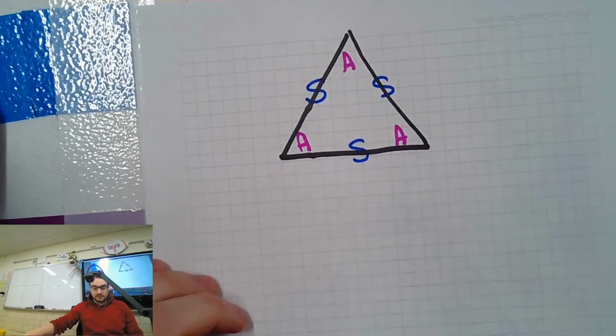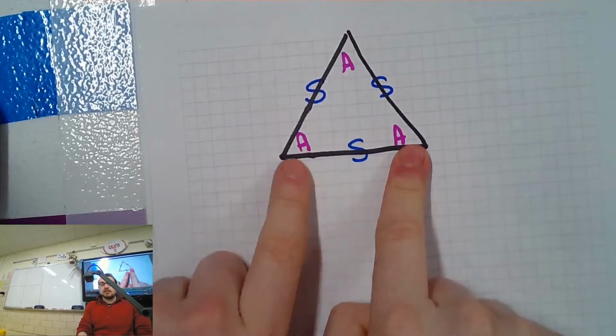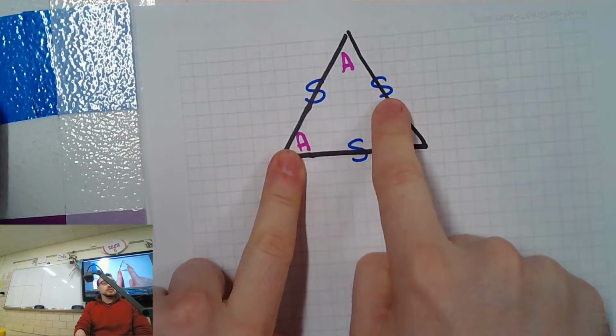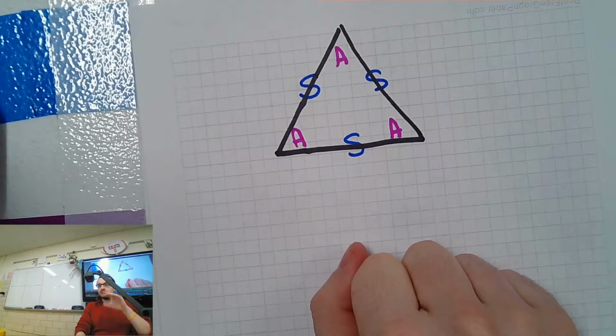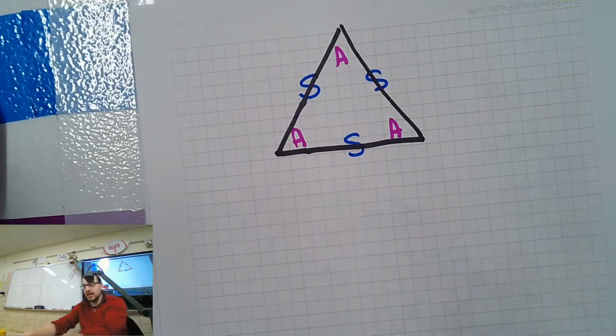So here, ASA would be the same thing as ASA, right? Because it's forward and backwards the same thing. But AAS would not be the same thing as ASA, even though they contain the same parts. Let me review it again.